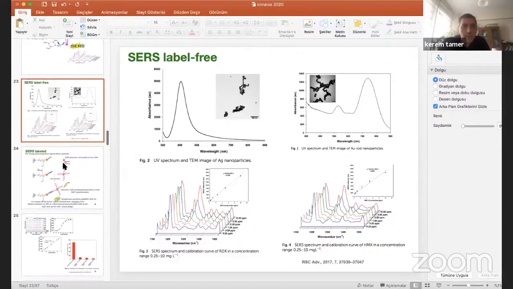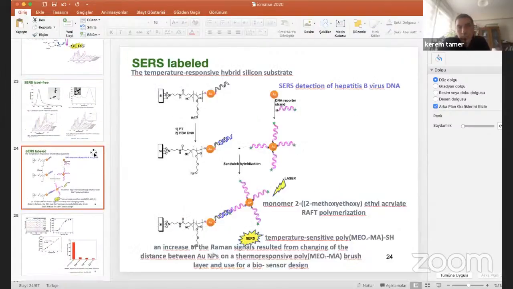Okay, and this is our SERS labeled analysis strategy. Actually, this is like an ELISA strategy. Okay, what we are doing here is that we make some substrate here.